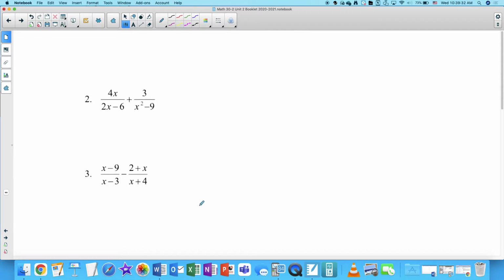So we are going to start by, again, factoring everything. In the first rational expression, what can we do? Yeah, factor out a 2. And we're left with x minus 3. Okay? And then in the second one, how can we factor that? Difference of squares. Okay. All right. Now what?